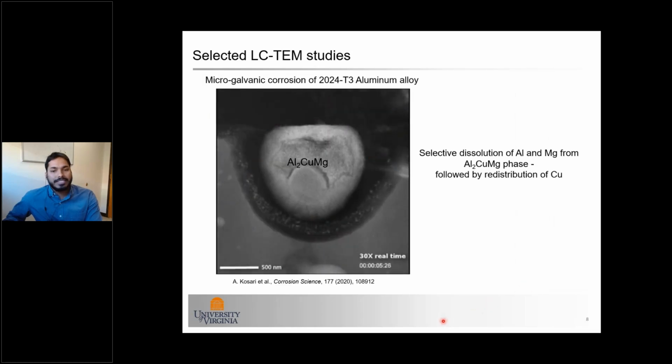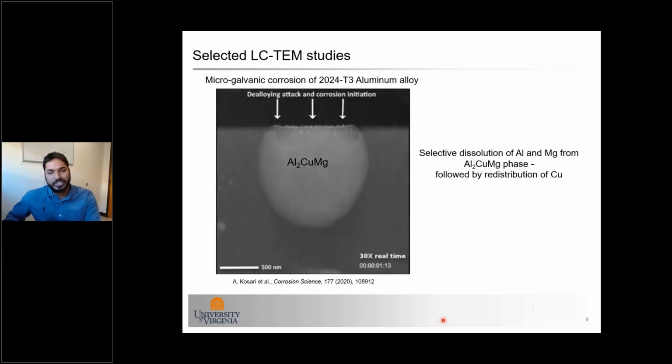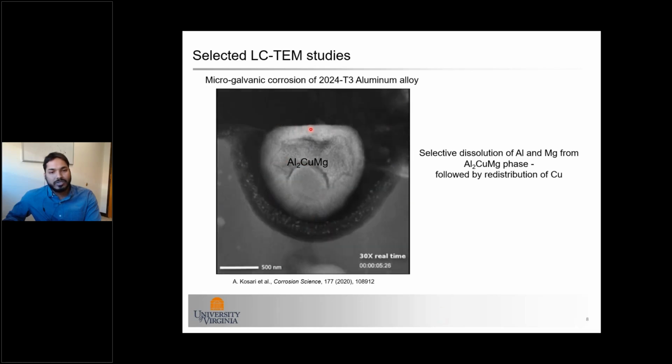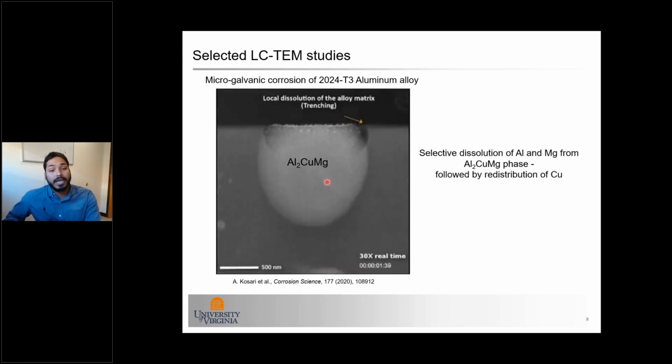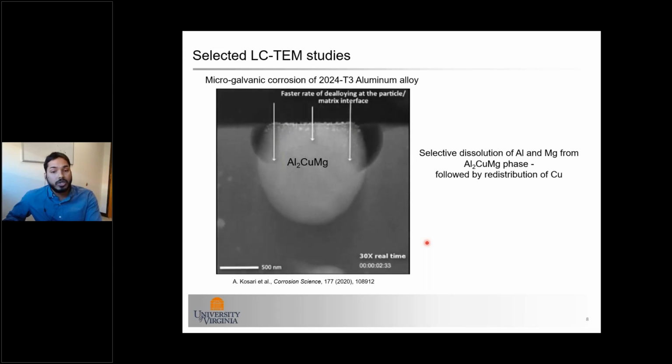But probably one of the best examples is from Delft University, which actually highlighted the immense potential of liquid cell TEM for our corrosion community. What we are seeing here is selective dissolution of magnesium and aluminum from S phase, followed by redistribution of enriched copper. This is a complex phenomenon, and TEM is the only way to see something like that. And this reflects a continuous evolution of electrochemical properties of these nanoparticles or the submicron particles during microgalvanic corrosion of 2000 series aluminum alloy.